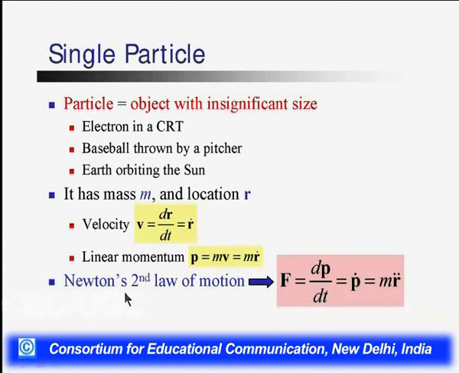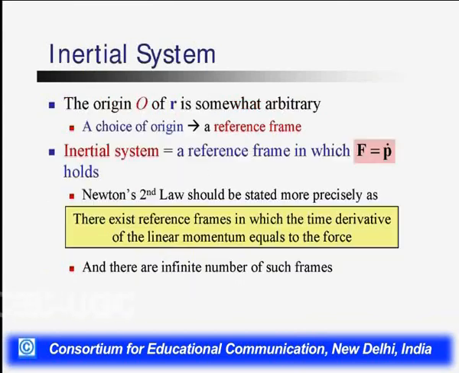Now Newton's second law of motion will be F is equal to dp by dt, the change in momentum, which is equal to p dot, and this p dot we can write as m r double dot. Mass is a constant quantity, and the location changes, so it will be a double derivative. That's why we can write F is equal to dp by dt is equal to p dot is equal to m r double dot. In the near future, we will define the force by m r double dot, where m is the mass, r is the location or position of the particle, and this is a double derivative.